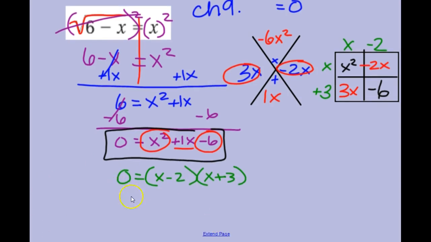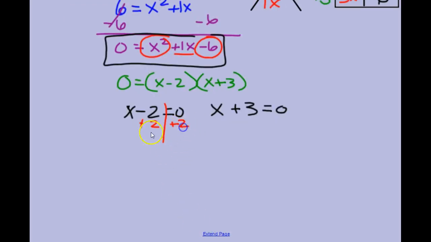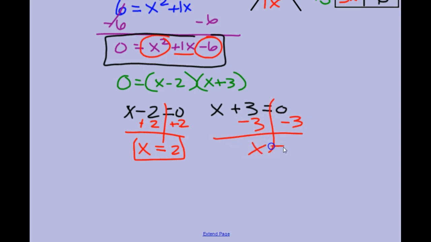So because this is equal to 0, we actually need to solve both. We have x minus 2 equal to 0 and x plus 3 equal to 0. When we solve these, hopefully you know what we're going to get because it's just the opposite. X equals 2. And solving this one, x equals a negative 3.